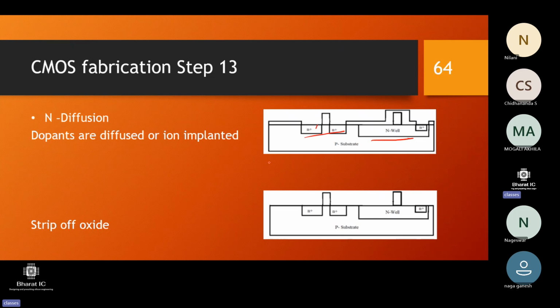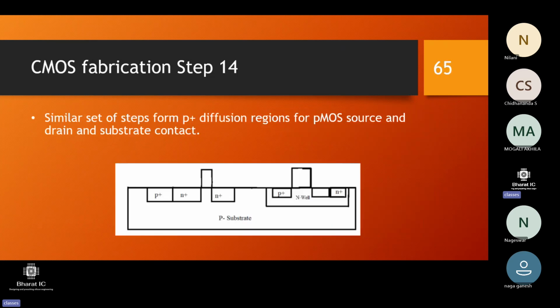And then the oxide, the silicon dioxide, is stripped off using hydrofluoric acid, HF. So now this kind of structure has been created properly.